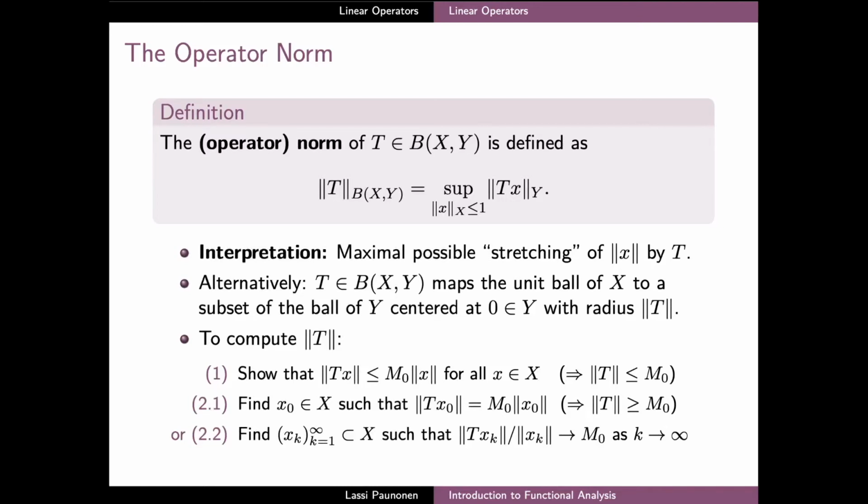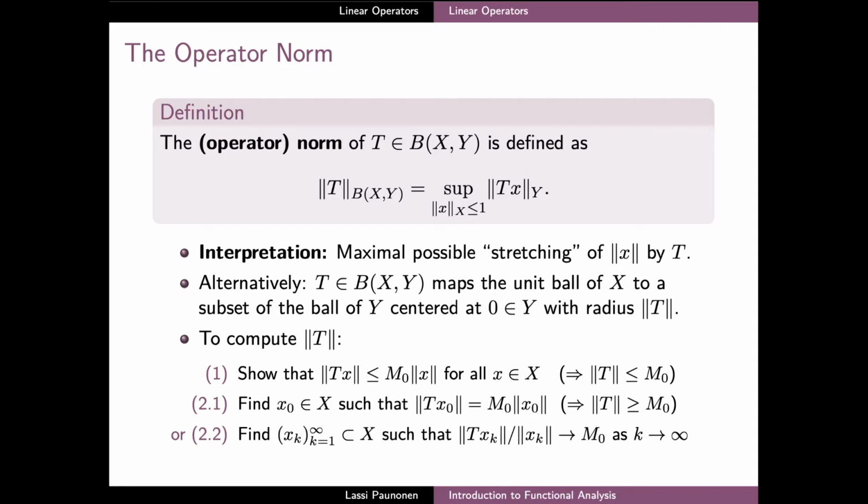And returning to our case where T maps from a space X to Y, we define the norm of a bounded linear operator to be the supremum of the values of the norm of Tx over all vectors x which have norm at most 1. One way of visualizing this definition is to think of the norm of an operator T as the smallest upper bound for how much the operator T can stretch the norm of a vector x.